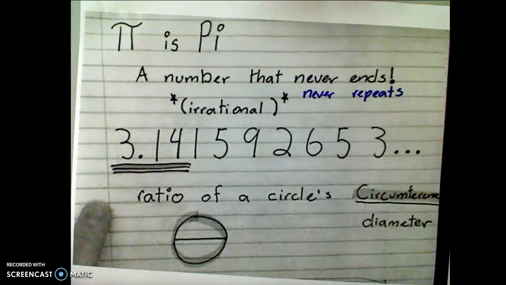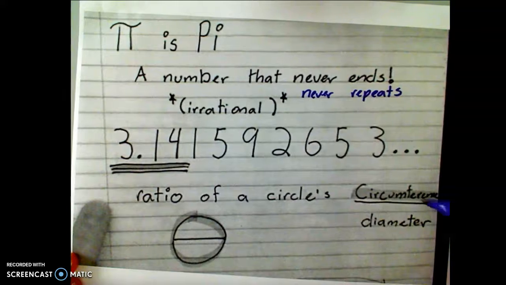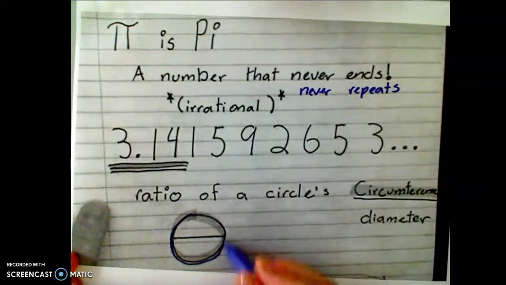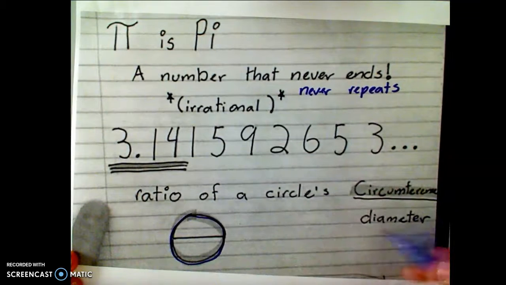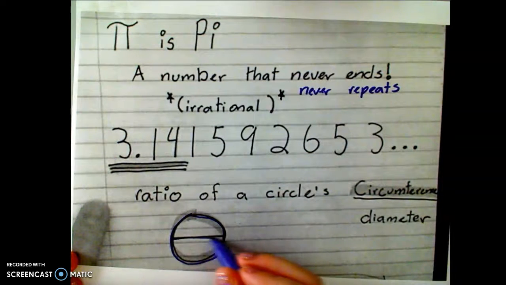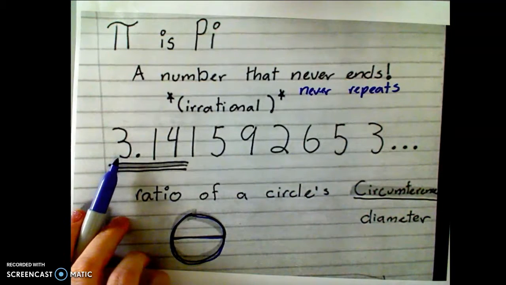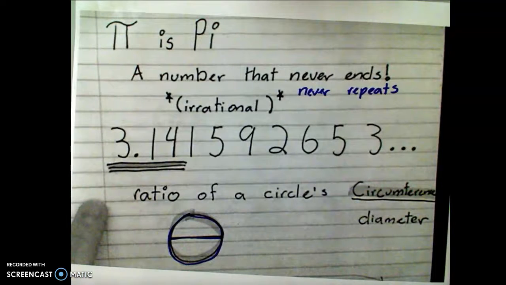Well, how did we get this big, long, weird number? I'm so glad you asked. It is the ratio of the circumference over the diameter, meaning the circumference, this part, divided by diameter, this part. If you take those two and create a ratio on any circle, it will be pi. This number plays a special part in the area of a circle. Let me show you.